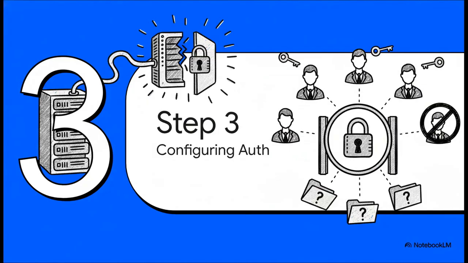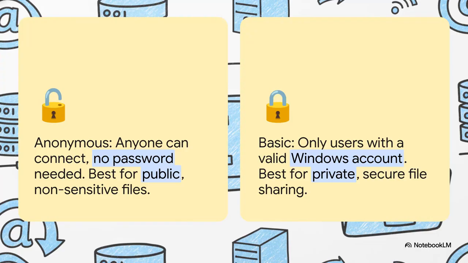All right, we're on the home stretch. We've installed the service, we've configured the firewall. The very last step is setting up authentication. And this is where we decide who exactly gets to access your files. And you've got two main choices here. First is anonymous authentication. This one is wide open. Anybody can connect. No password needed. It's great for public files that aren't sensitive.